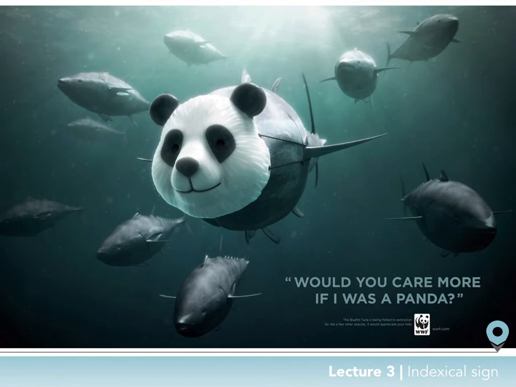For example, this public awareness ad by Ogilvy shows the urgency to preserve the bluefin tuna from extinction by using an indexical message. It makes the reader feel sadness instead of thinking the word sad. The same effect can be achieved using visual elements such as colors, fonts, and shapes.